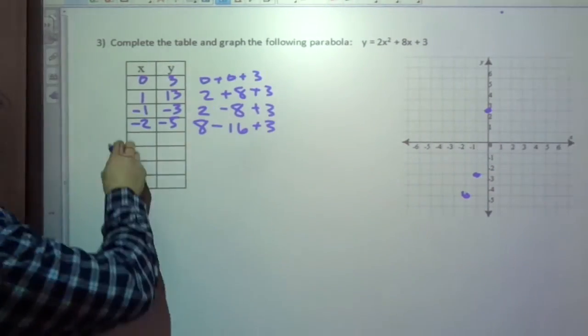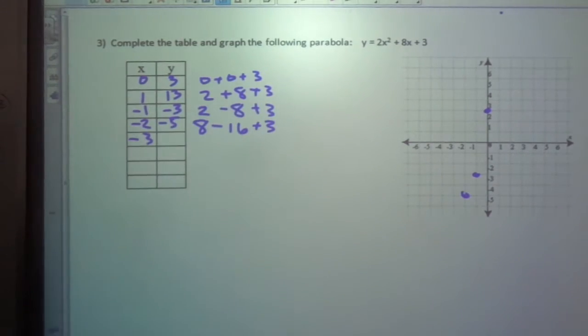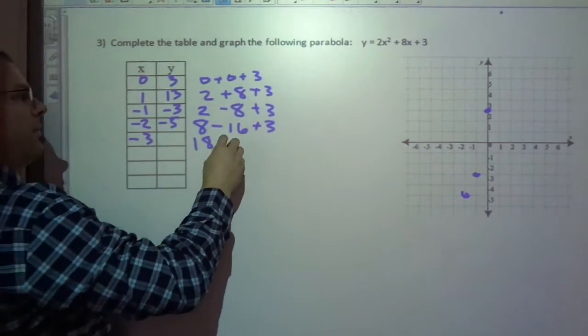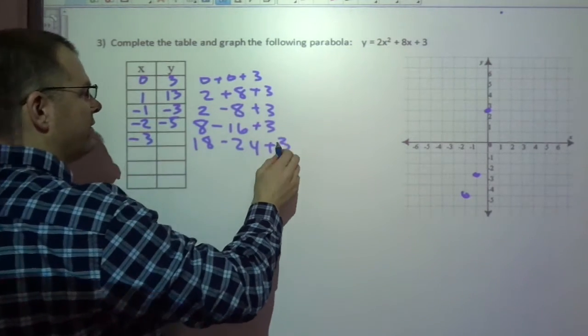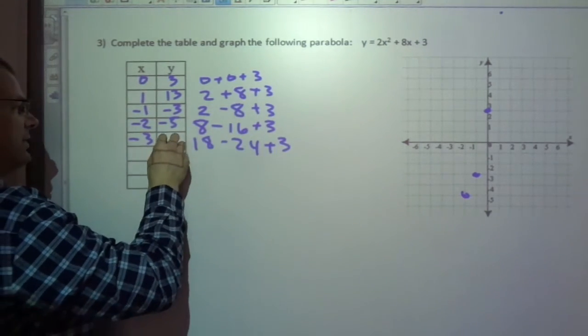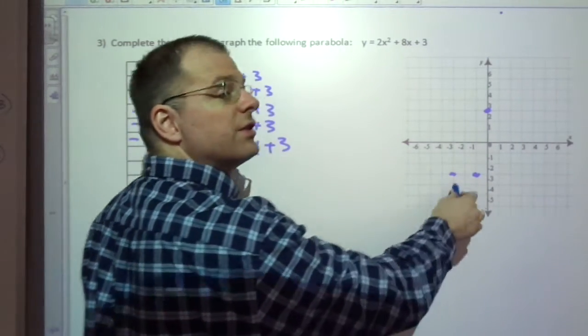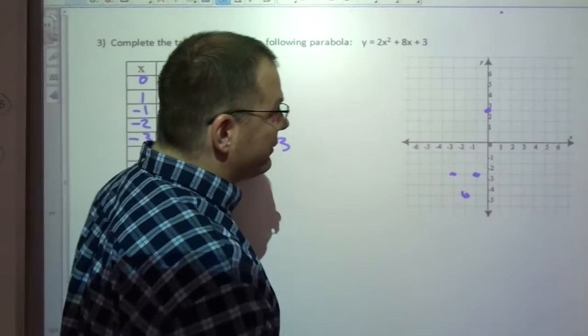Let's keep going. Negative 3. Well, that's going to give me 9 times 2, which is 18. Minus 24 plus 3. That's negative 6 plus 3, which is negative 3. Oh, here we go. Starting to come back up. I found where there's symmetry, which means this is my vertex.